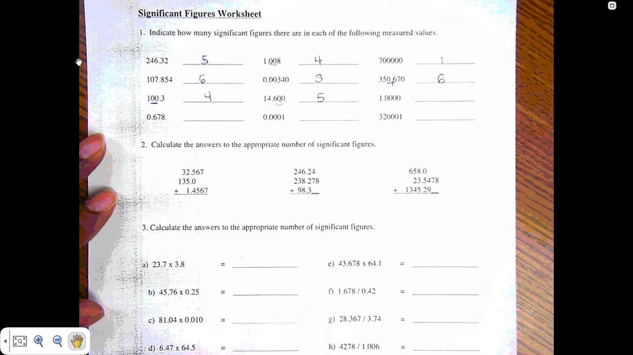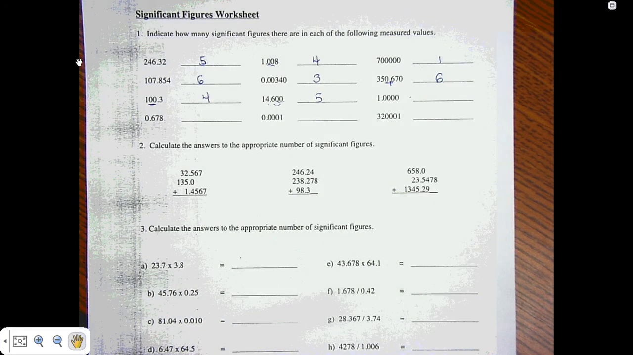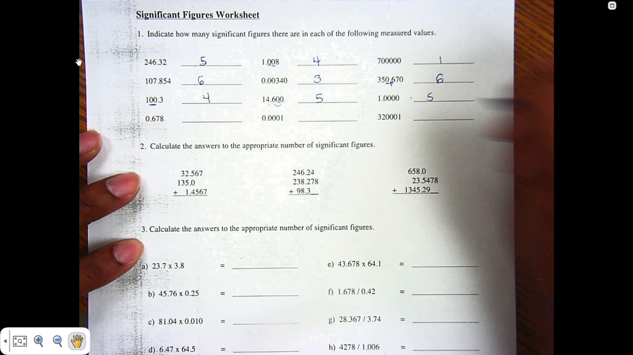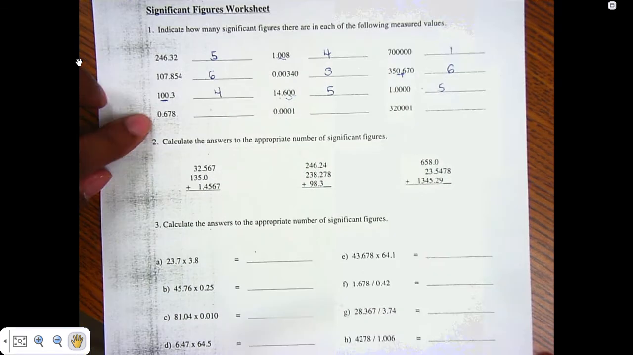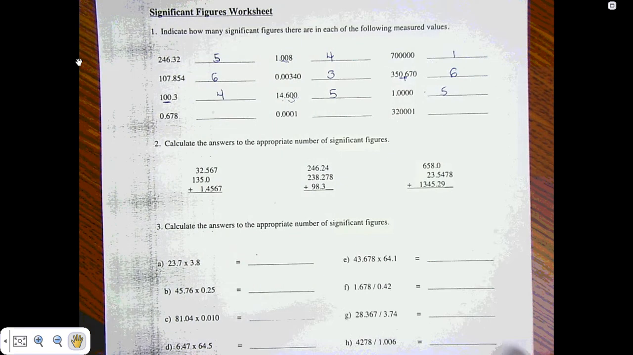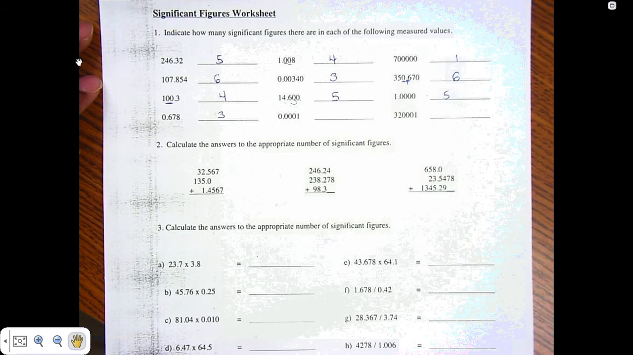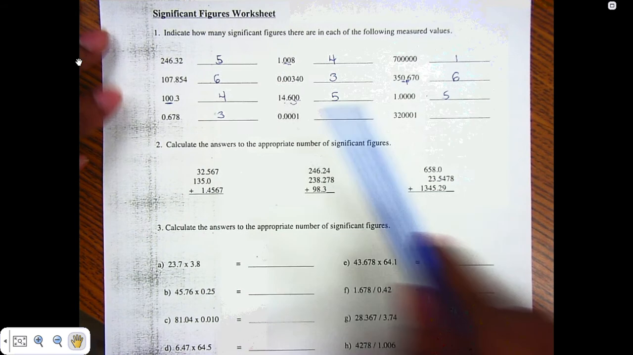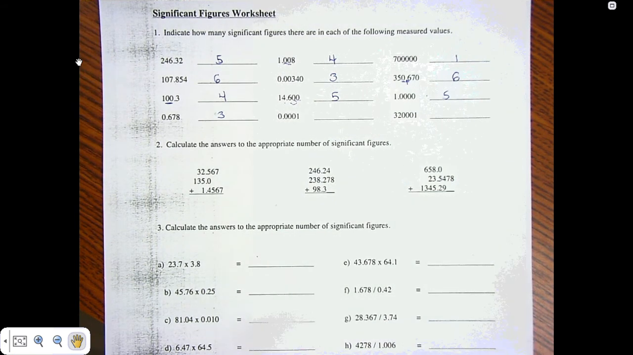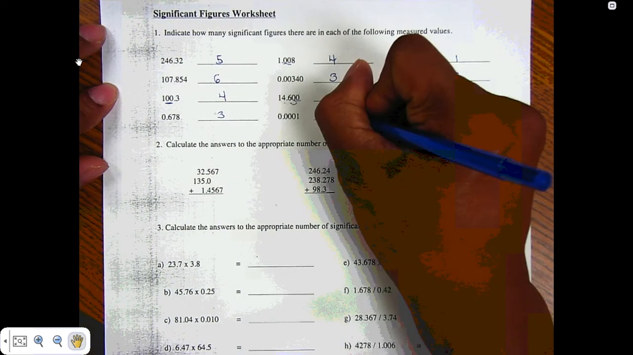Now looking at the next one, that number actually says 1.0000. Those 4 zeros are significant, and that contributes to a grand total of 5 significant figures. Let's look at the next one. You have 0.678. That 0 is there. However, it's found to the left of the non-zero digit numbers. Therefore, it is not significant even with a decimal point. And therefore, you have 3 significant figures. Moving on, looking at this here, you have 0.0001. Again, we have the same scenario where we have a decimal point, but those zeros are found on the left-hand side. And so, consequently, the only significant value is that 1. And so, there is 1 significant figure.